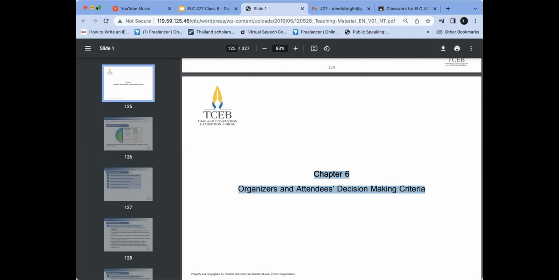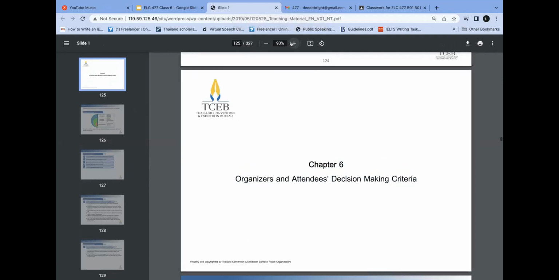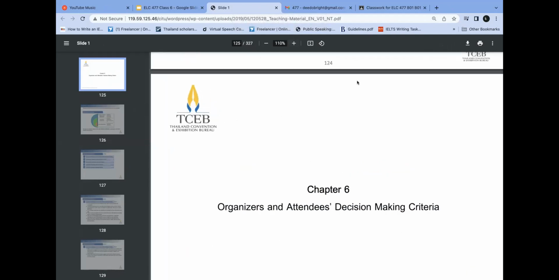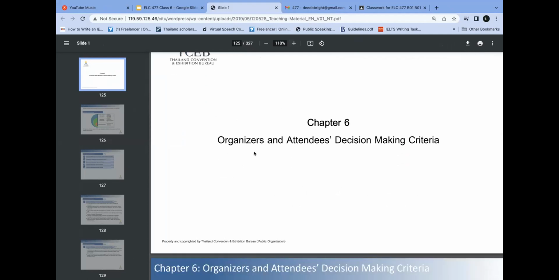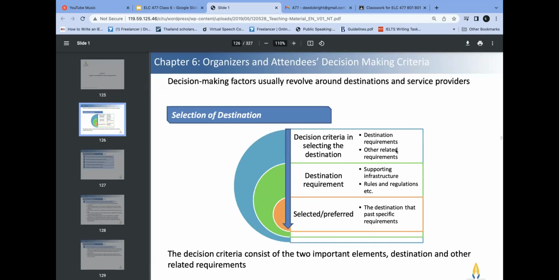All right. So today in class we have to cover chapter 6, right? Okay, so you can see organizers, attendees, decision-making criteria. Okay, look at the first slide here. So what do you see from this slide? So actually it's all about the factors, right? Factors for organizers or even attendee decision-making criteria here.